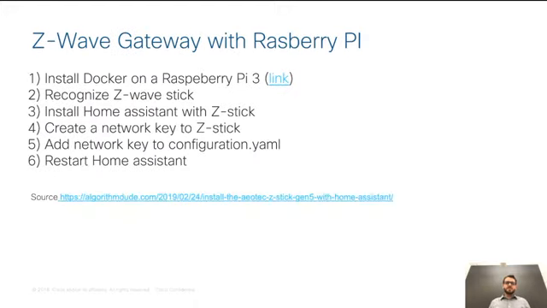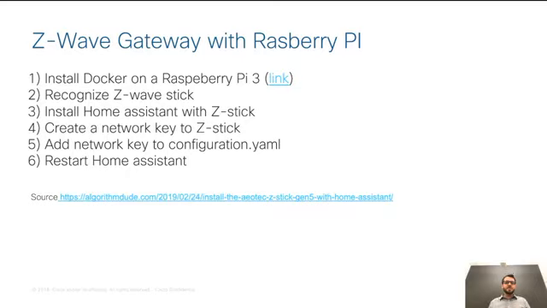So there are six steps basically in this example. I gave you the source here. If you look, that is not even a Cisco website. There are many examples over the internet on how to build gateways using Docker and Raspberry Pi, so I advise you to explore that.